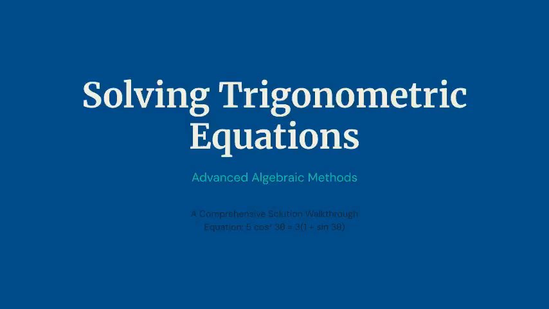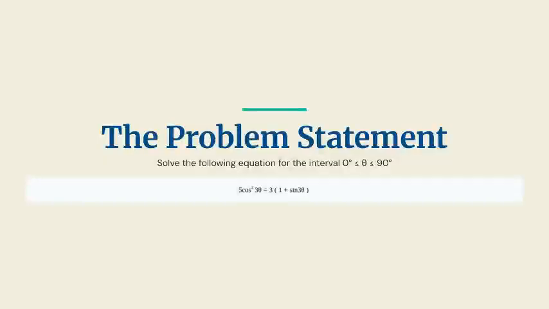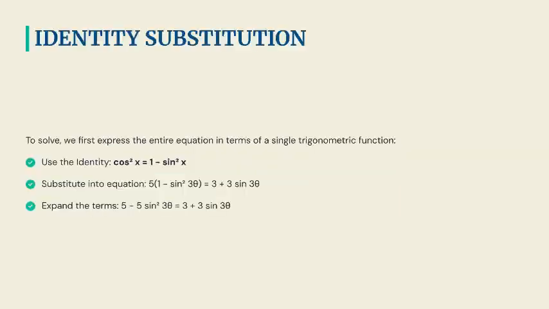Solve the equation 5 cos squared 3 theta equals 3 times (1 plus sine 3 theta). The problem is to solve the given equation for the interval where theta is between 0 degrees and 90 degrees, inclusive. First, we use the identity cos squared x equals 1 minus sine squared x to express the entire equation in terms of a single trigonometric function, which is sine. This substitution transforms the equation to 5 minus 5 sine squared 3 theta equals 3 plus 3 sine 3 theta.